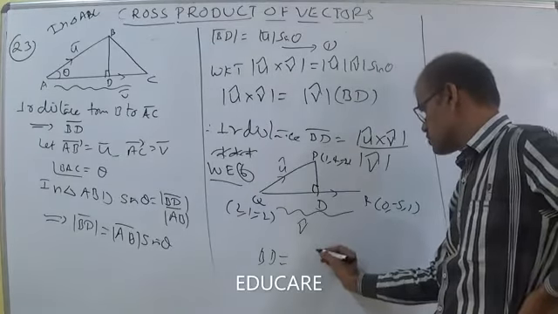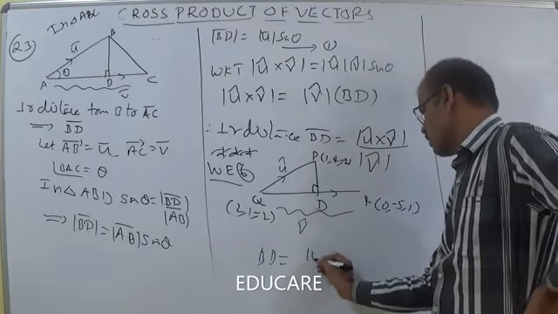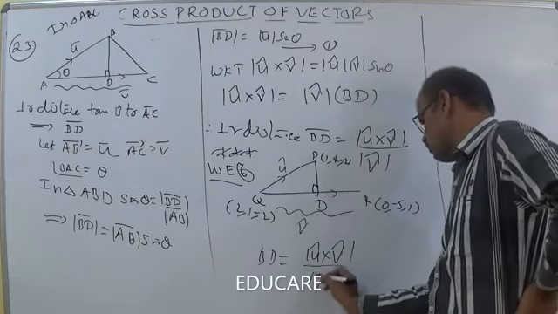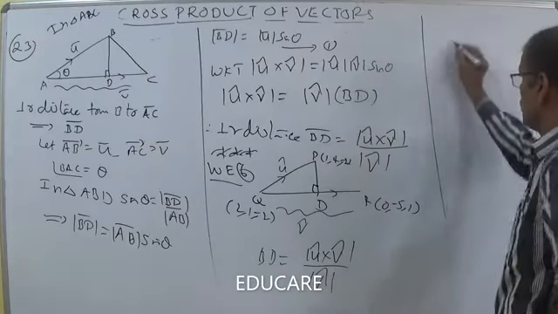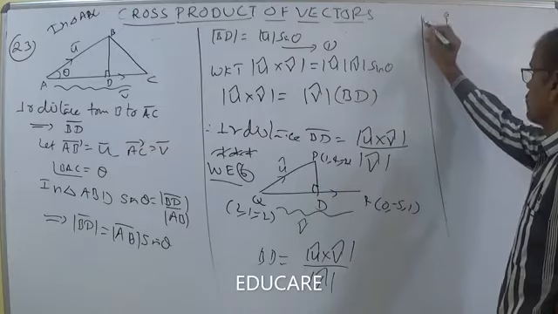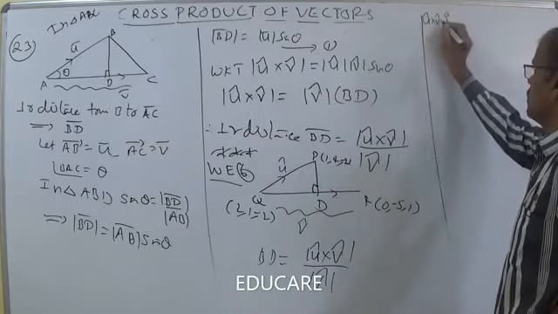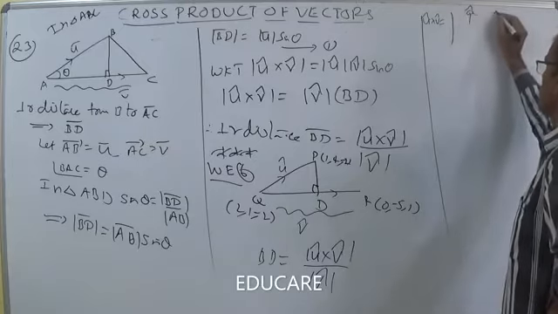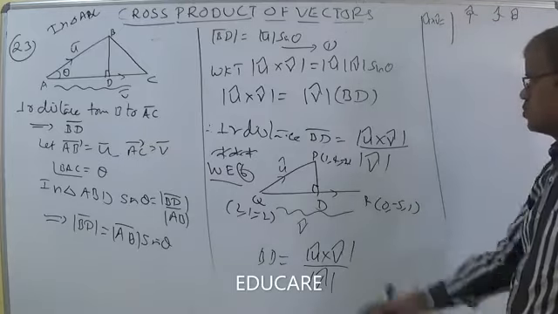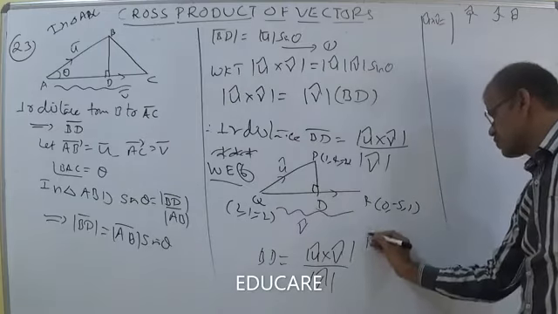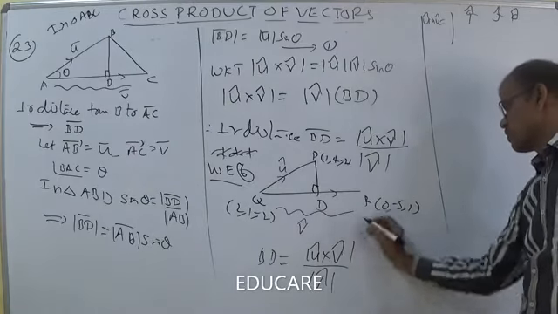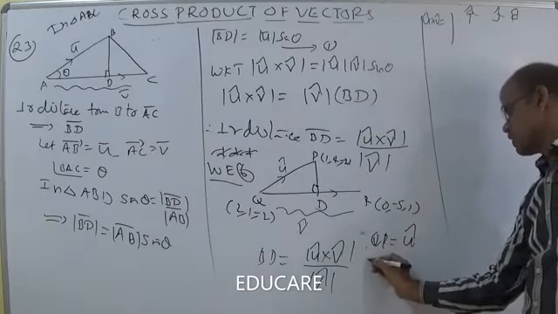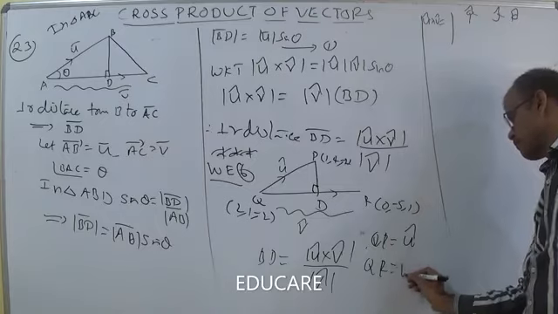BD is equal to, using the formula once again, mod u cross v by mod v. So what is u? Let us discuss mod u cross v, put here i, j, k. What is u here? PQ is u, otherwise QP. QP is equal to u and QR is equal to v.